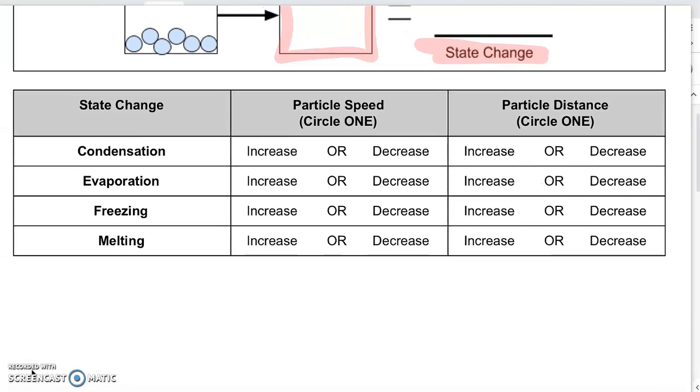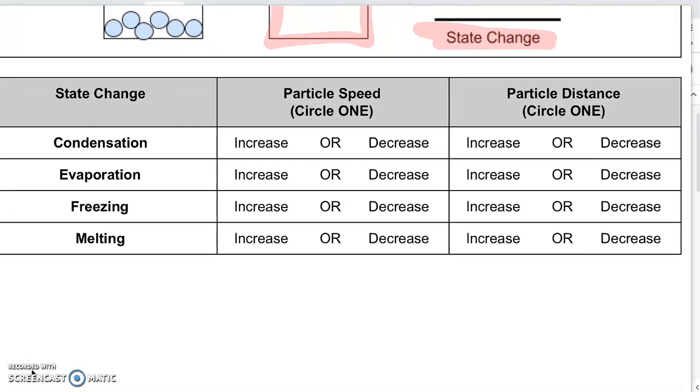All right, students, your last section. We need to decide for each state change, is the particle speed going to increase or decrease? Is the particle distance going to increase or decrease? Let's look at number 1. Condensation. Does the particle speed increase or decrease? Does the distance increase or decrease? You're going to do the same for evaporation, freezing, and melting.